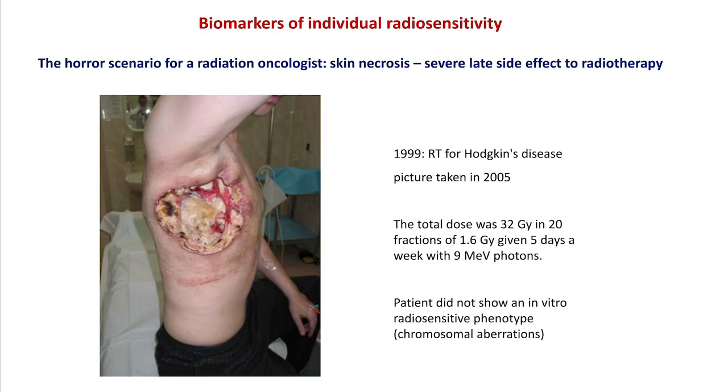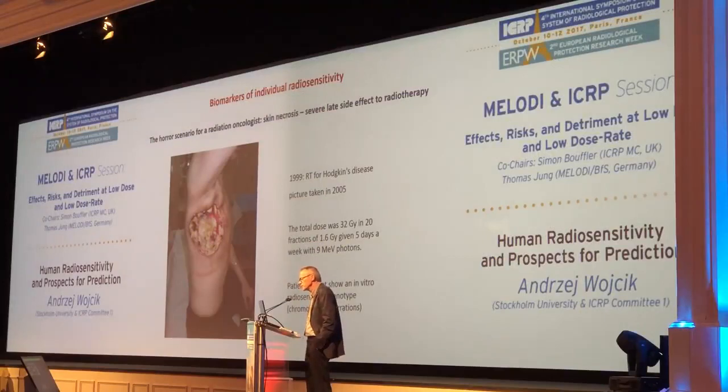That's a nightmare of a radiation oncologist. So you treat a patient, like this patient was treated for Hodgkin disease, and 6 years later he came back with this symptom, and you think, wow, he must have been extremely radiosensitive. We got blood from this patient and we didn't find any increased or any phenotype of radiosensitivity. We looked at chromosomal aberrations. I think we looked at foci as well. I don't remember anymore.